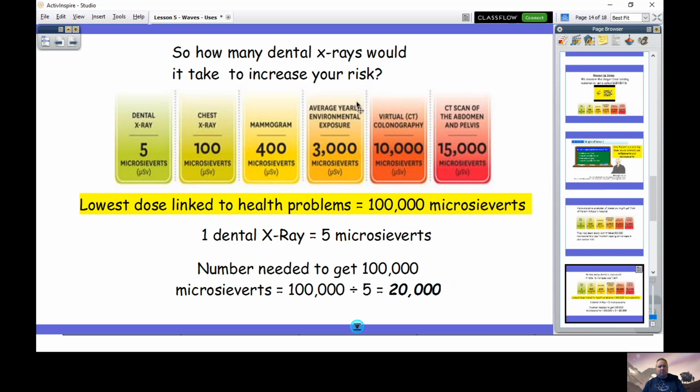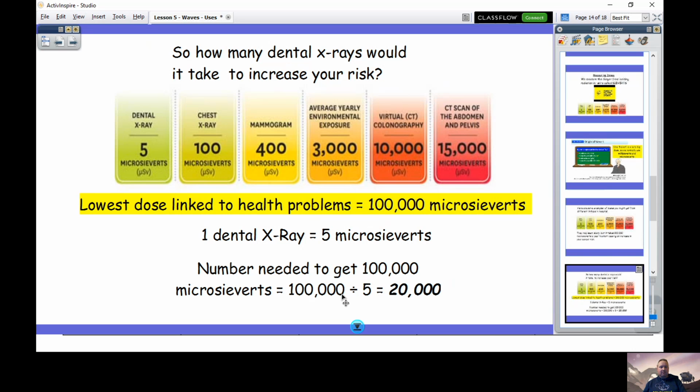So let's have a think. How many dental x-rays would it actually take to increase your risk? Well, let's have a look. A dental x-ray gives you a dose of 5 microsieverts. Now, the lowest dose that can cause you any problems is 100,000 microsieverts. A dental x-ray is 5 microsieverts. So how many of those would I need to get 100,000?